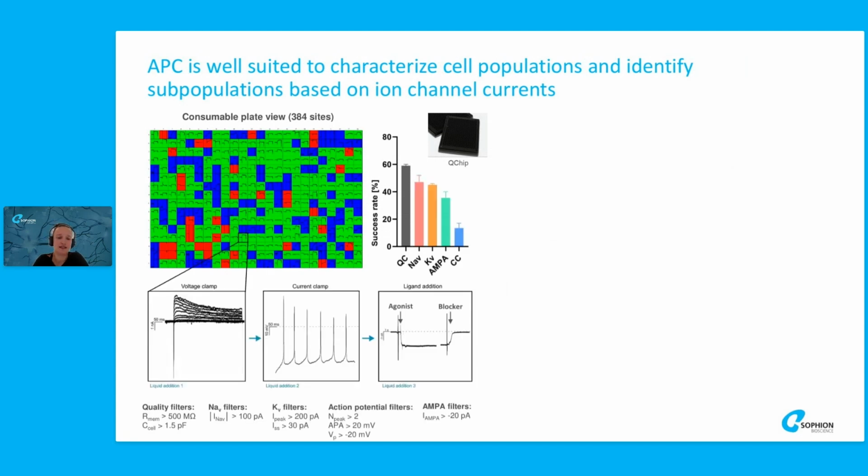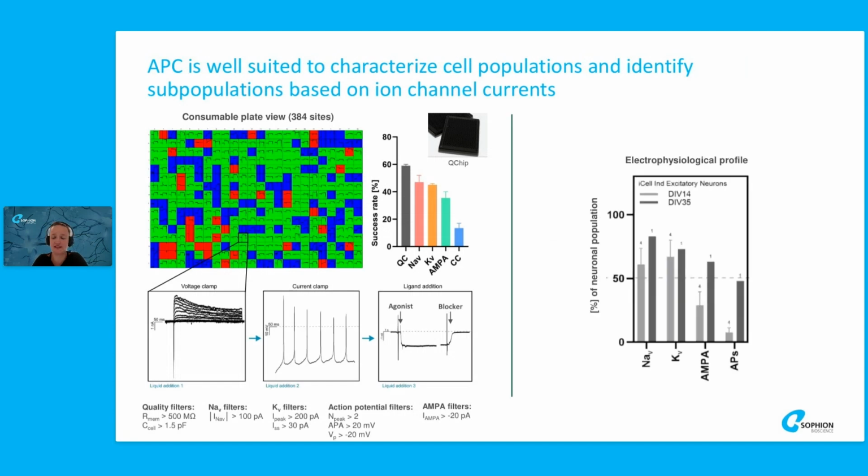Then on each site, you can run subsequent experiment protocols. Here we have recorded voltage-gated sodium and potassium channels. Then we have used current clamp to record action potentials. And then we have recorded AMPA-mediated currents in the end. So already at this stage, you can get an idea of the electrophysiological properties of the cells.